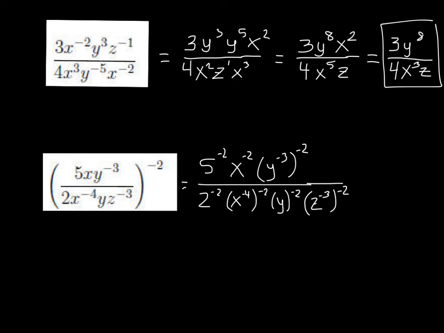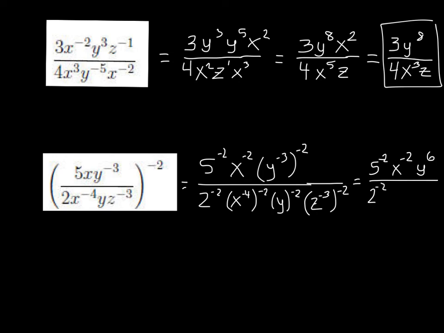So the first thing I'm going to do at this point is simplify using my power of a power rule. I'm not going to deal with this yet or this and move things. I'm going to simplify the power of a power rule for each of these. So I'm going to leave my 5 to the -2 alone. I'm going to leave my x to the -2 alone. And now I've got y to the negative 3 to the negative 2, which means I multiply those exponents and I get positive 6. In the denominator, I have 2 to the negative 2.